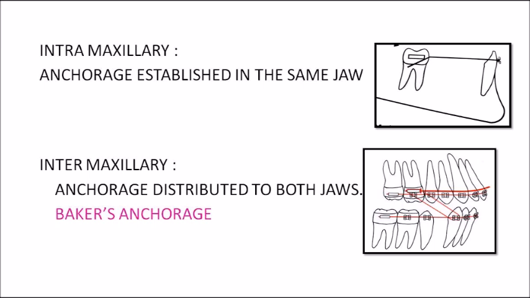Now what if you are using the anchorage units from the opposite arch? Then it becomes intermaxillary. It is also called Baker's anchorage, and the common example is your class 2 as well as class 3 elastics. With class 2 elastics, you are retracting your upper anteriors but the anchorage is derived from your lower molars. Whereas in class 3 elastics, you are retracting your lower anteriors but the anchorage is obtained from the upper molars. So this is a common example of intermaxillary anchorage, also called Baker's anchorage.